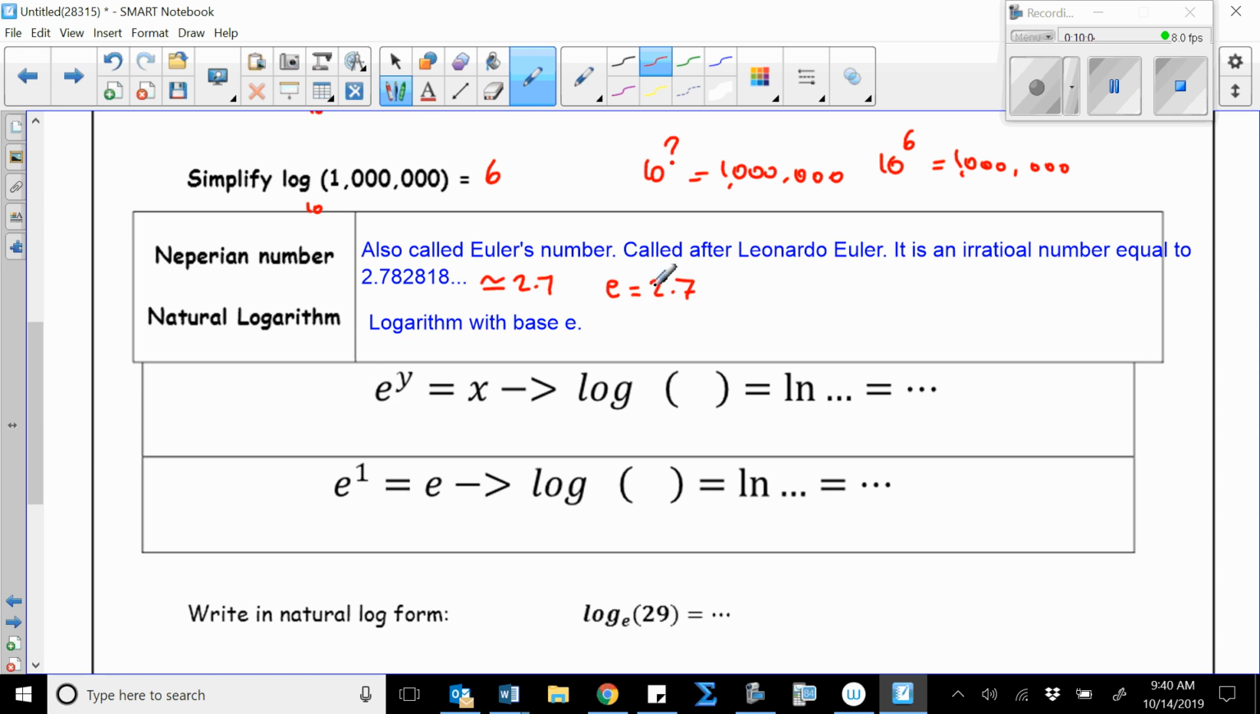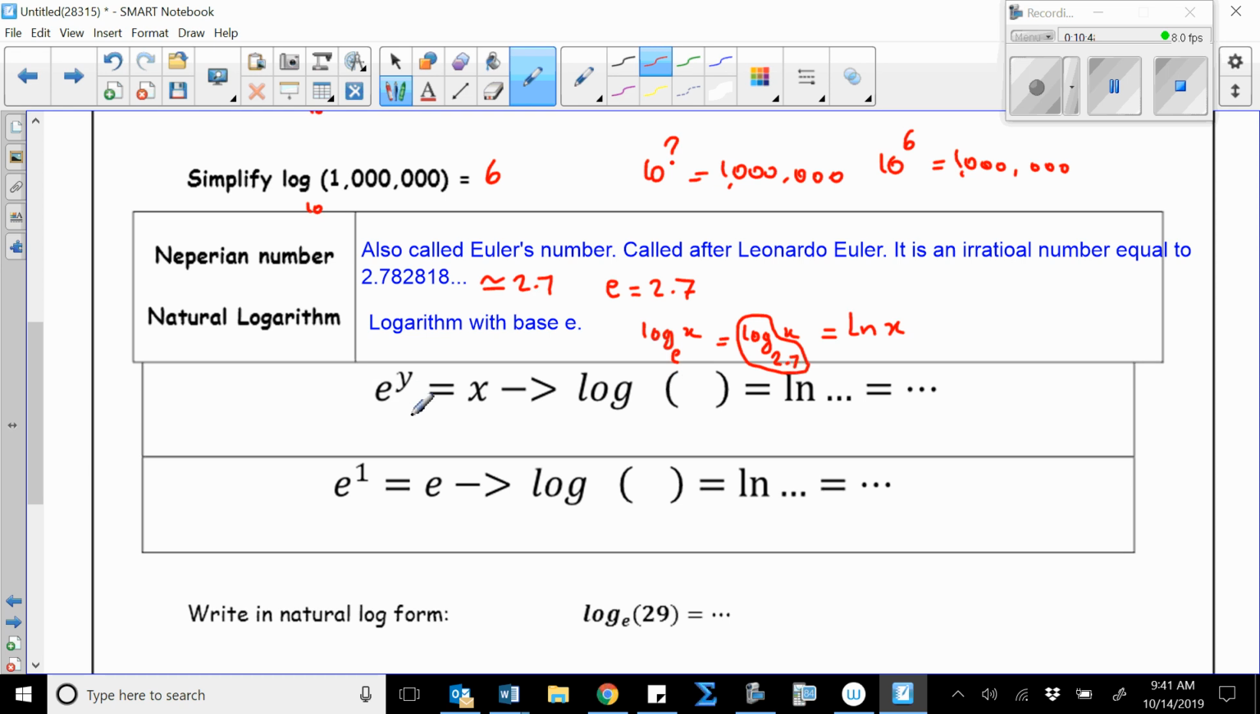So this is Neperian number or Euler number, and any logarithm which has the base e is called natural logarithm. For example, if I have log of x with base e, this is actually log of x with base 2.7. This is called natural log. We do not have to write it in this form. We can write it as ln, natural logarithm of x, and we don't even have to write the base e here. If you just write ln, that actually means log with base e, or 2.7.